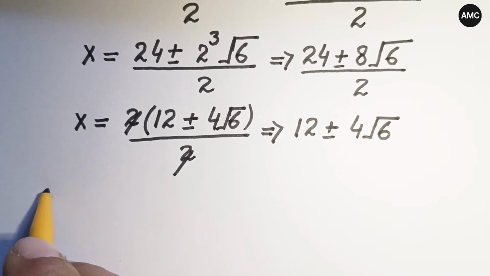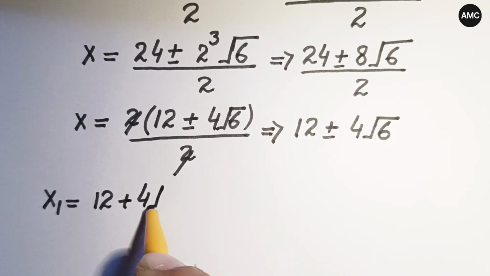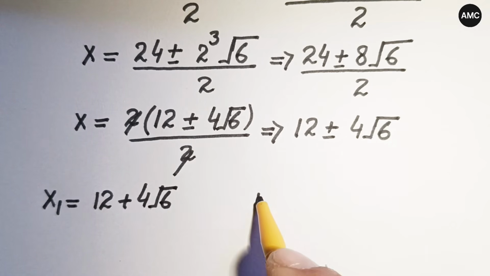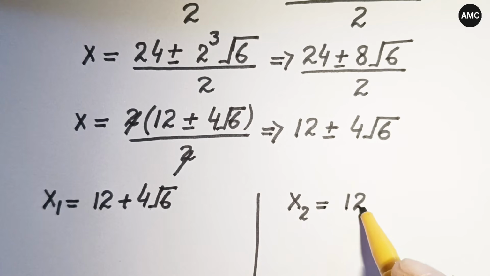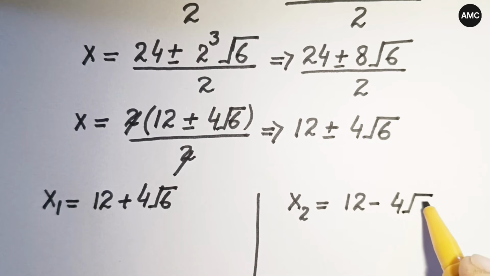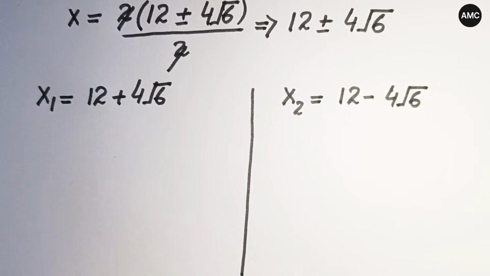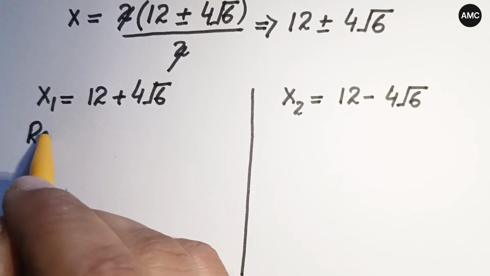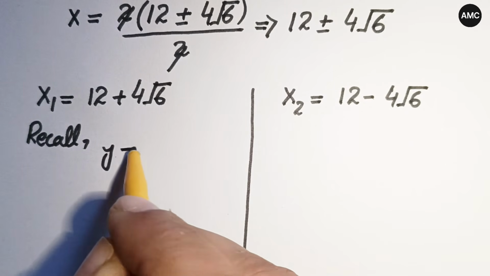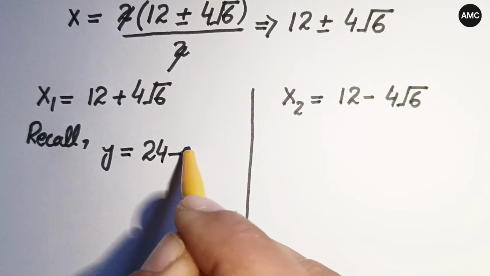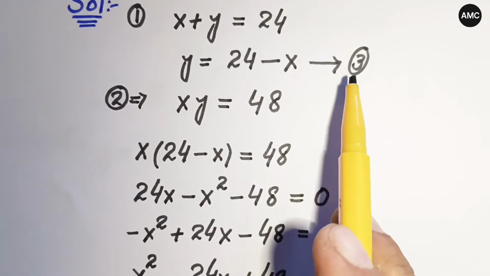Now here we have our first value of x, which is x1 is 12 plus 4 times square root of 6. And similarly here we have x2 is equal to 12 minus 4 times square root of 6. Now here, if we just recall our equation 3, which is y is equal to 24 minus x.